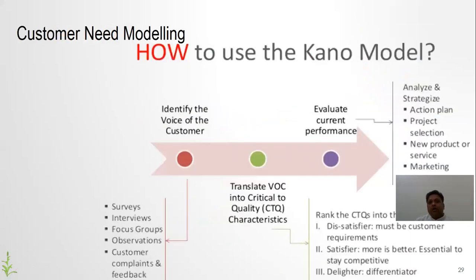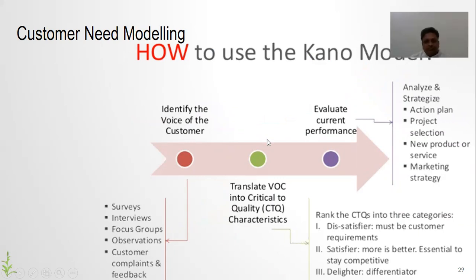Customer need modeling. How to use Kano's model? A little interesting on those things. First of all, you need to identify the voice of the customer. What are those? Surveys, interviews, focus groups, observations, and customer complaints and feedback. Then you need to translate the VOC, voice of customer, into critical to quality, CTQ, characteristics. So whatever the customer demands are there, you need to convert into CTQs.